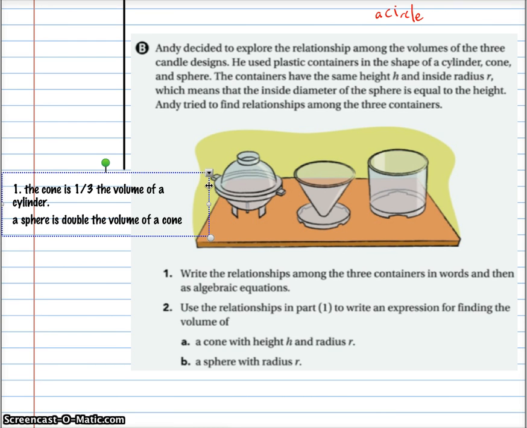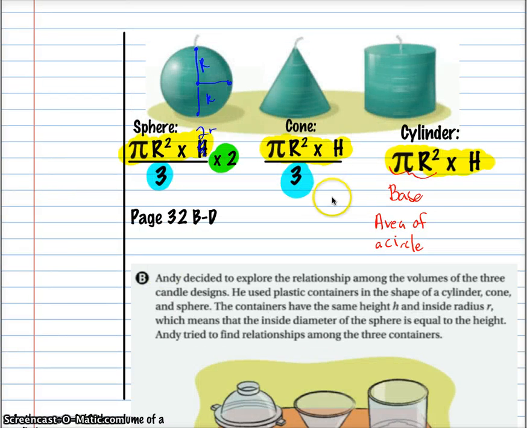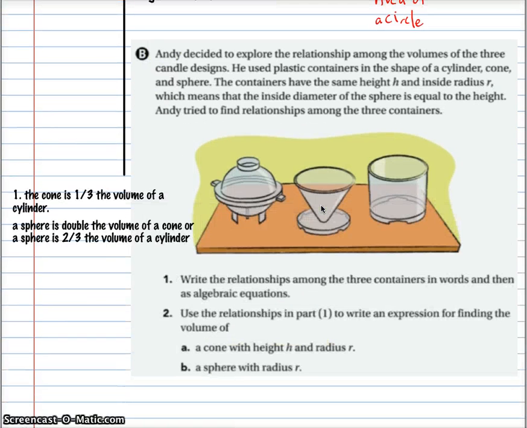You can also say a sphere is 2/3 the volume of a cylinder. I say 2/3 because, as we did before, we divided by 3 to get the cone, and then we doubled it. So divide by 3, then times 2. I'm not going to write the algebraic equations because those are just formulas, and they're already there. We've already done that.